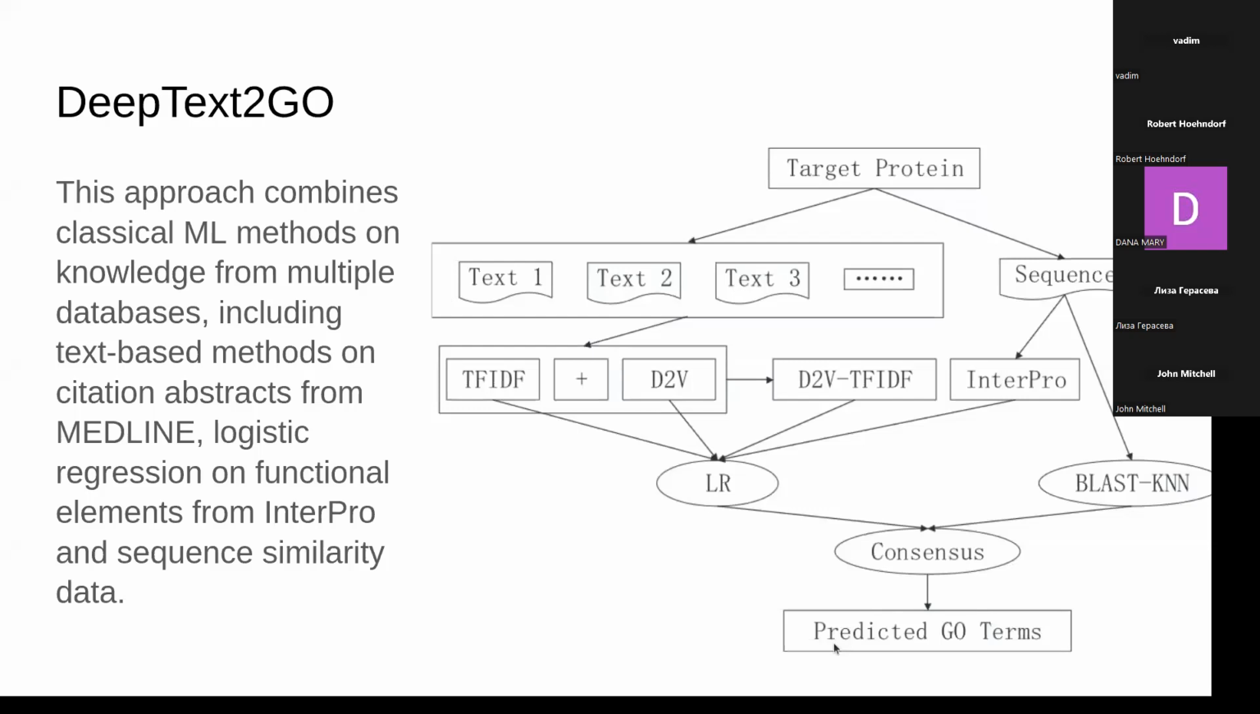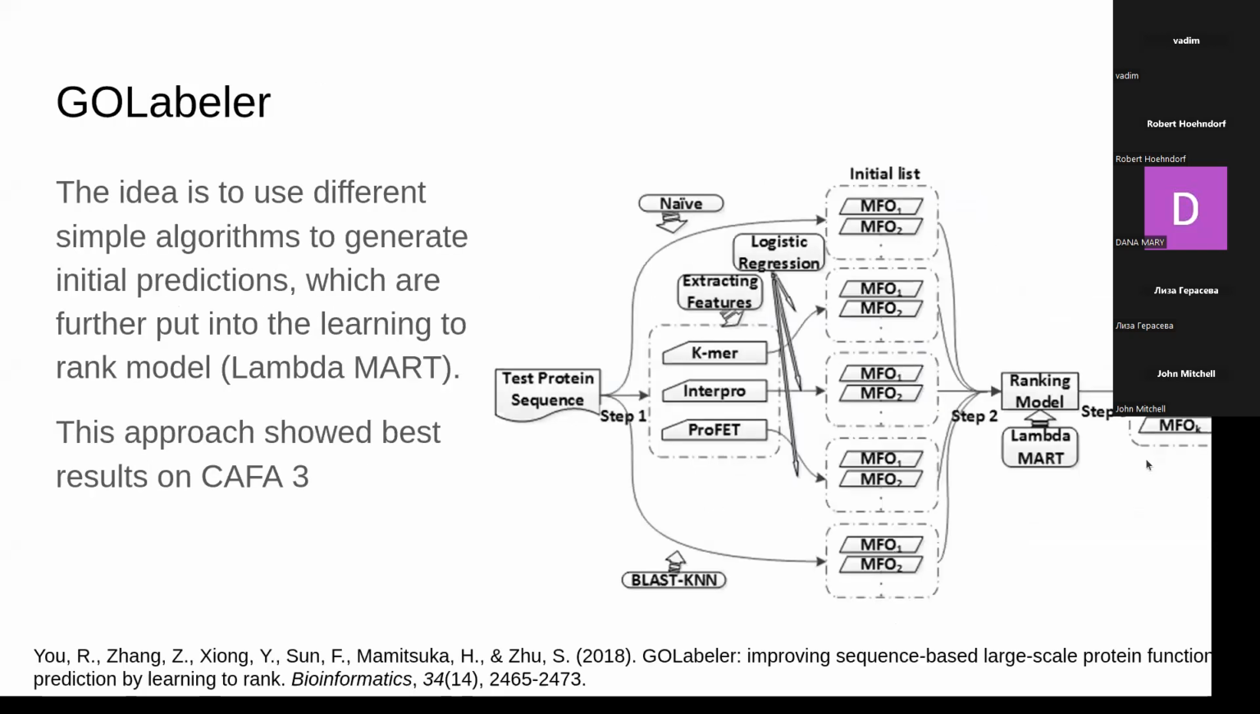Well, as you can see, these methods use rather simple machine learning techniques, but they include multiple data. They include text data from the citations. They include data from InterPro, and they include a simple baseline method. So this lab uses rather simple methods. Another approach, GoLabeler, showed better results on CAFA 3.